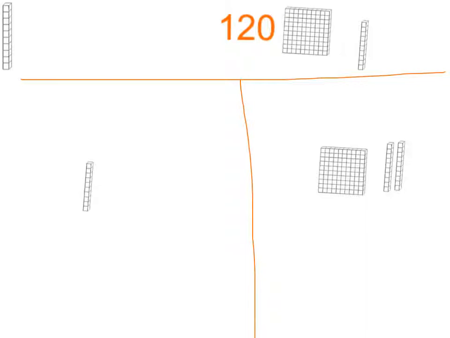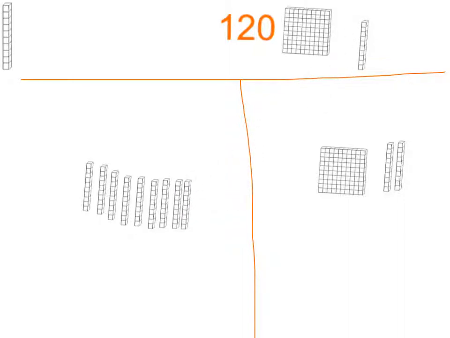Count them with me. 1, 2, 3, 4, 5, 6, 7, 8, 9, 10, 11, 12. So the number 120 can be represented with 100 and 2 10s, or 12 10s.